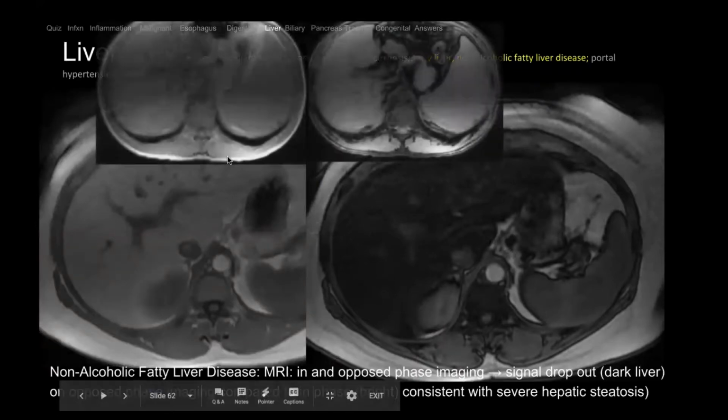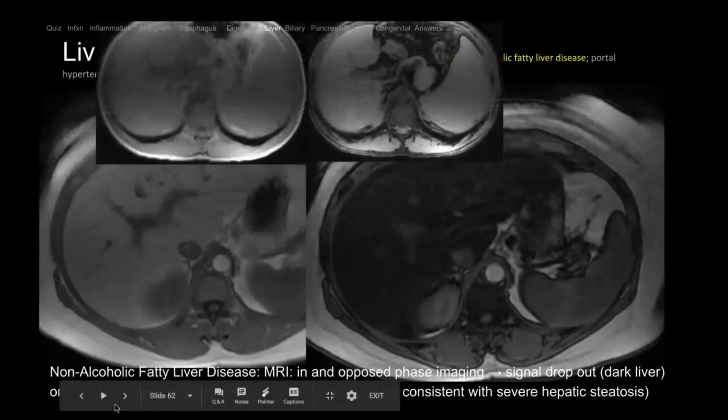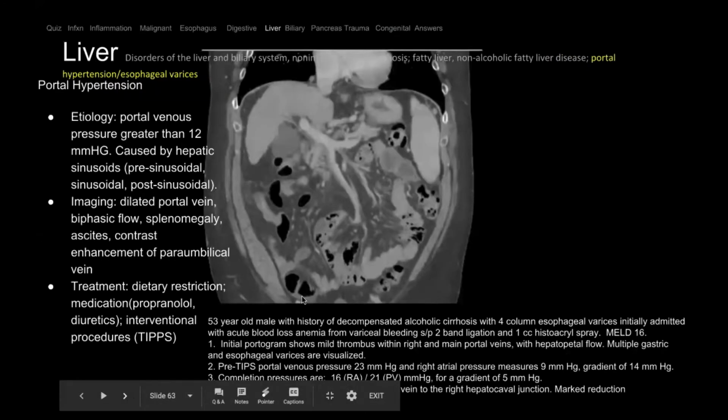In contrast, this is a normal liver. So this is in phase, opposed phase. This has no fatty liver, so this is normal. And so this is abnormal, fatty deposition of liver.